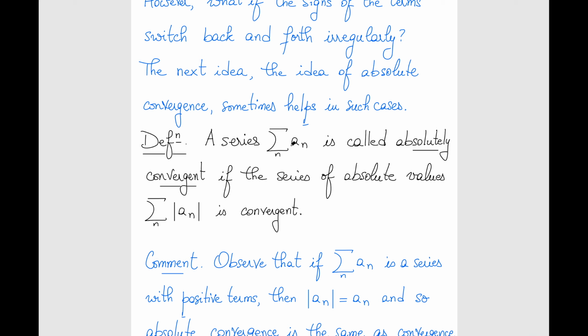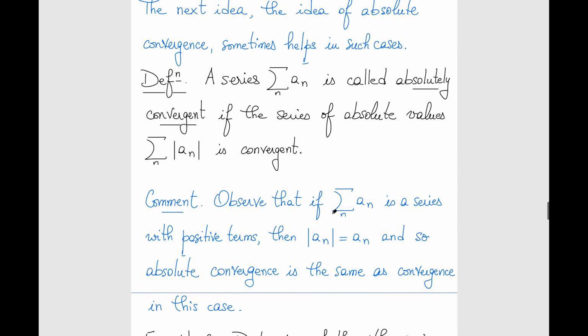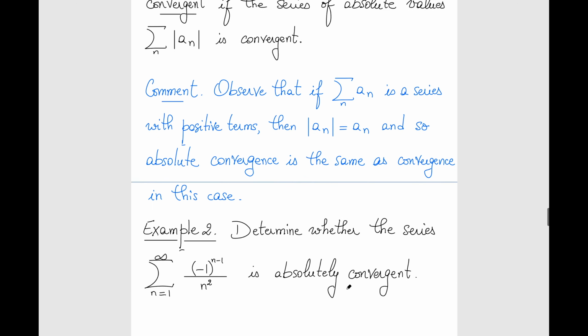So it's not hard to see that when the a_n are positive, the notions of absolutely convergent and convergent become the same, because the absolute value of a positive number is itself. Correct? This is the next comment. So if the a_n are positive, then the absolute values of those terms are themselves, so the absolute convergence becomes the same as convergence. These two notions are the same.